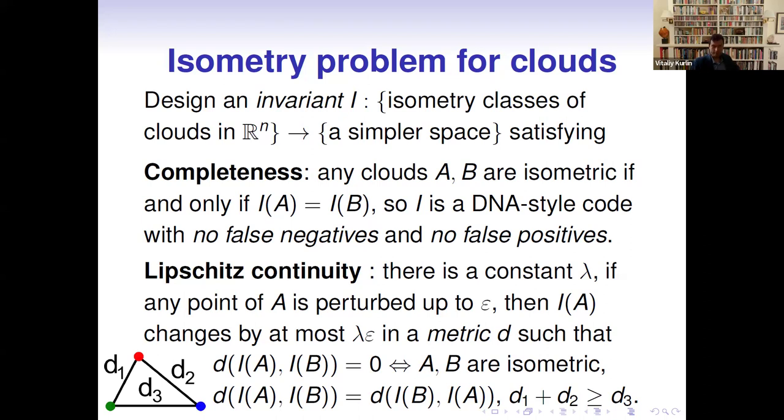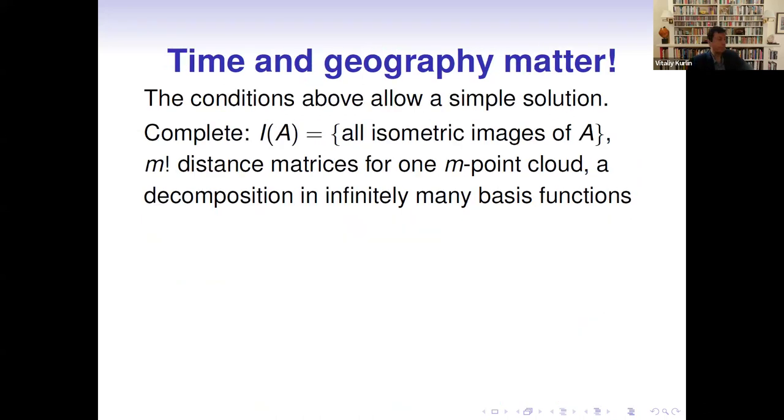Thank you, Olga, for your summary. But we haven't finished with conditions, because if you only stop at the previous slide, then there will be a rather simple solution. Mathematically, we could define the invariant as the collection of all isometric images of our point cloud, an infinite collection. Formally it's complete, but not helpful. So we should avoid infinite cases, but previously we also saw we could consider a finite invariant for point clouds, m factorial distance matrices. It's finite, so better than infinite, but also not practical.